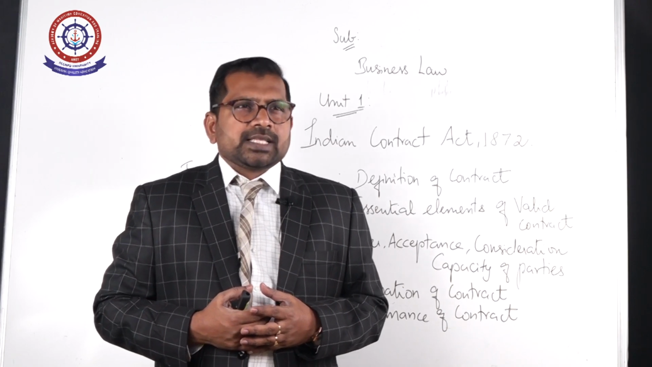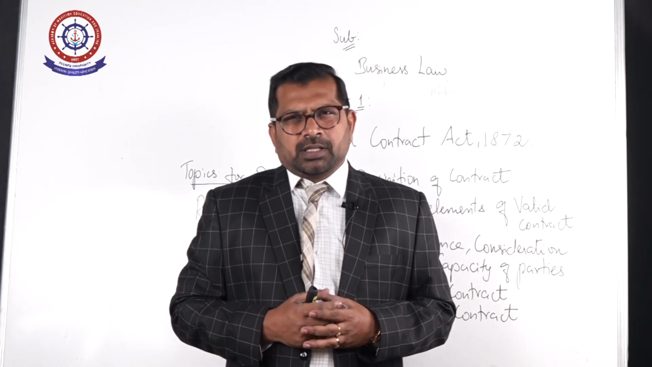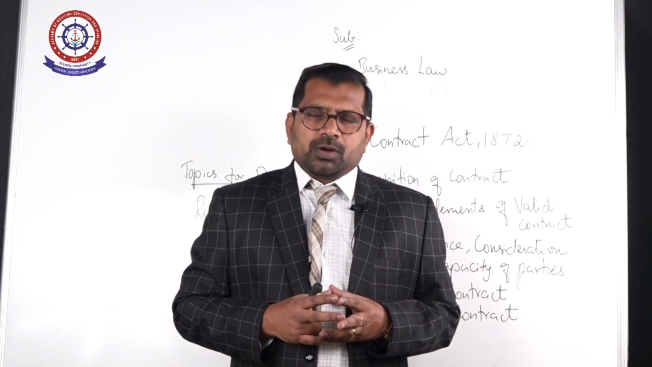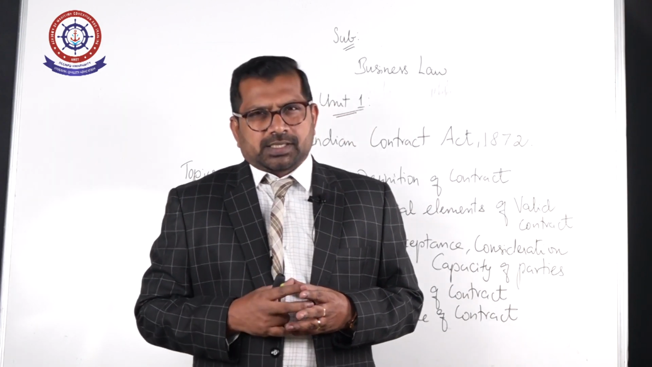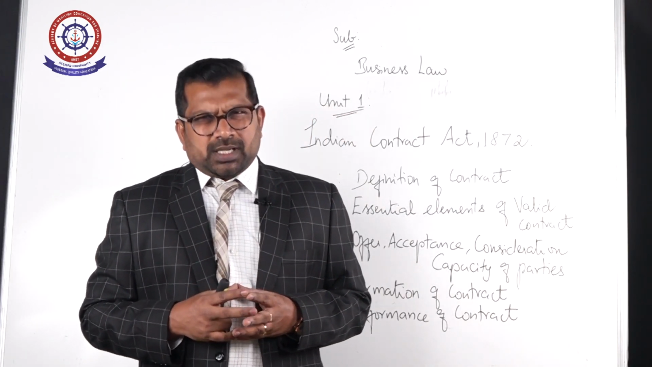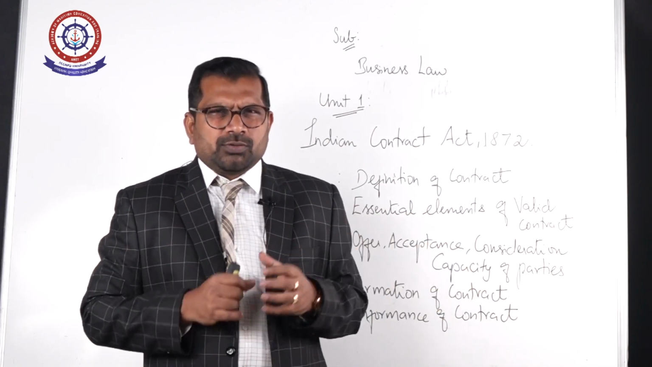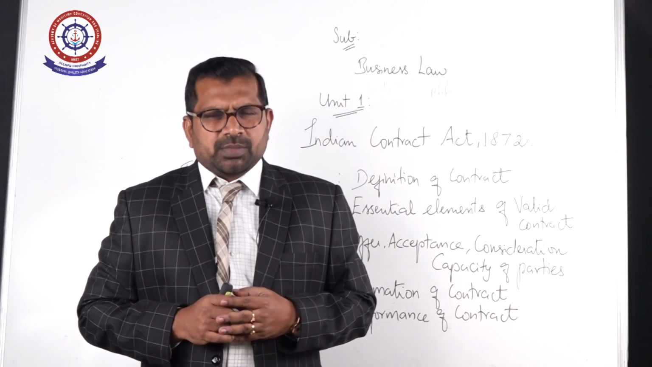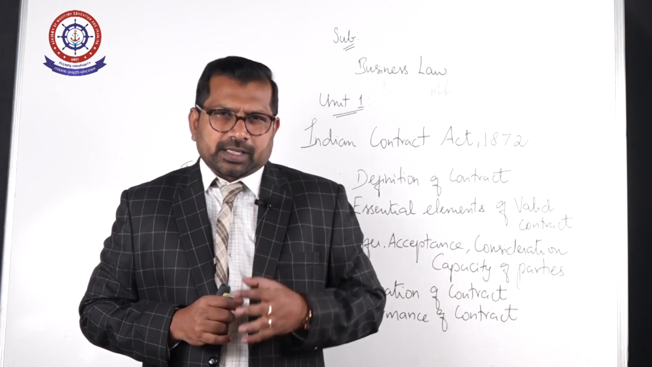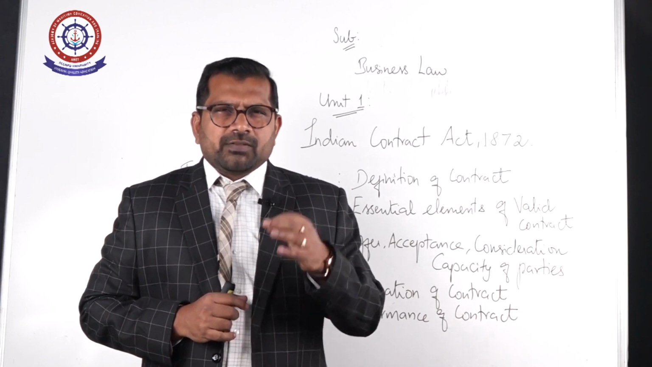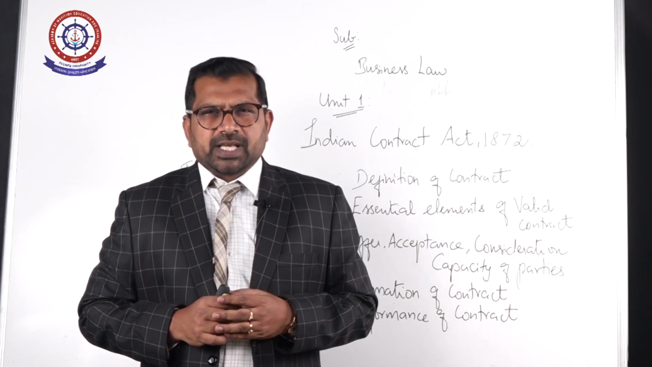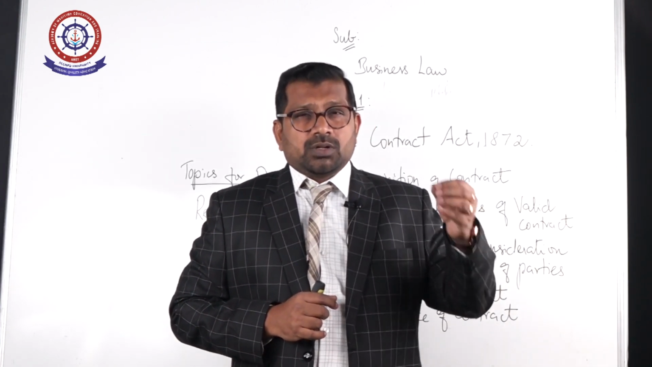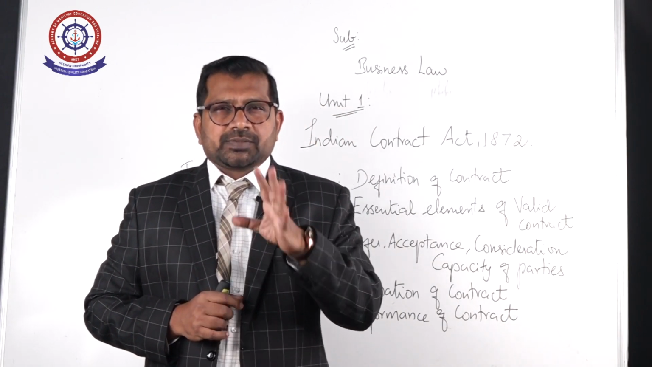The second one is voidable contract. A voidable contract is an agreement which is enforceable by law at the option of one or more parties. But a voidable contract comes into force when another important concept, free consent, is missing between the parties entering the contract. Whenever free consent is missing, it is called a voidable contract.